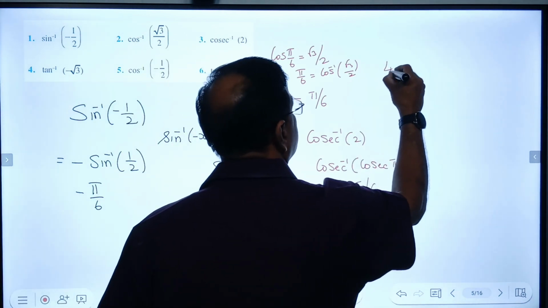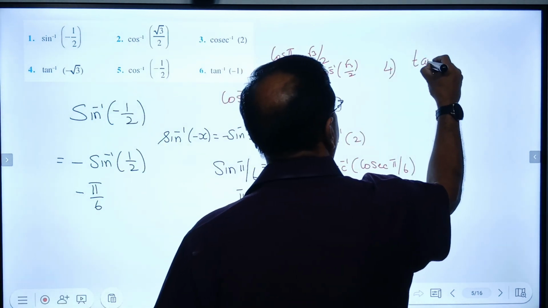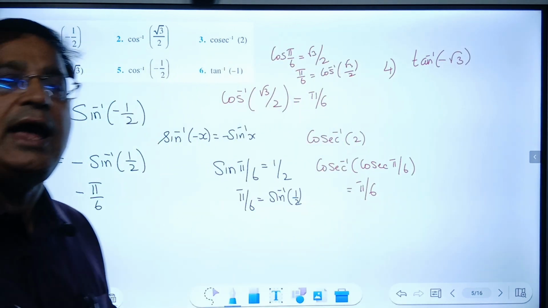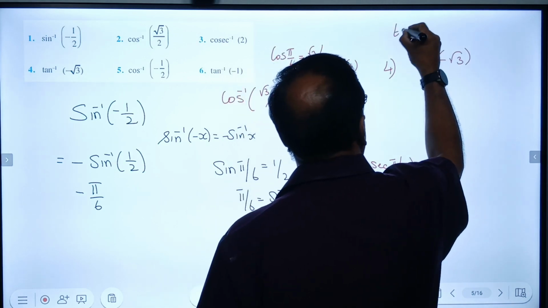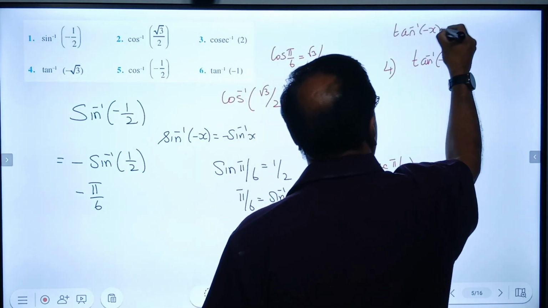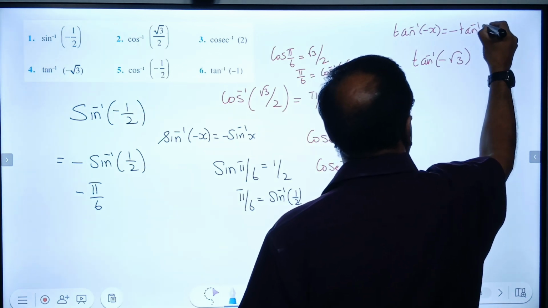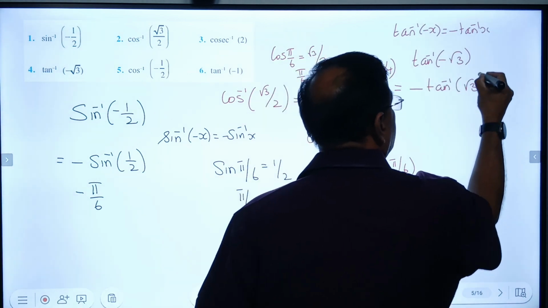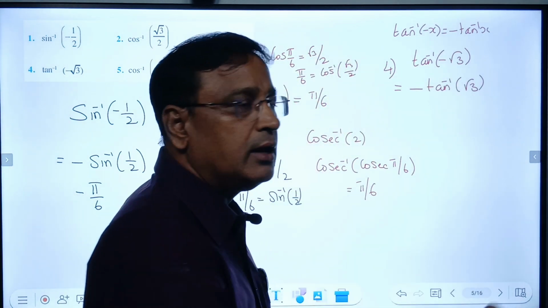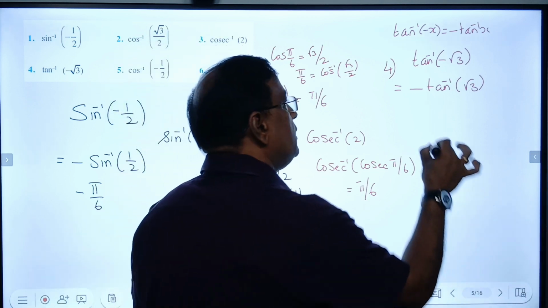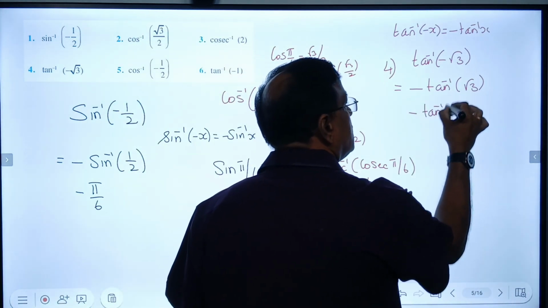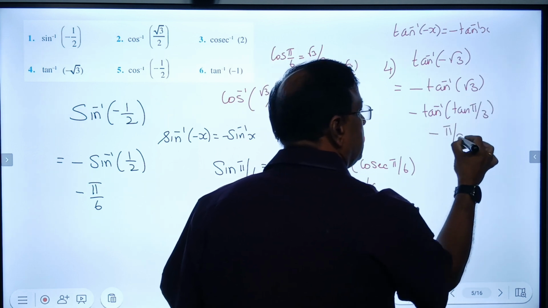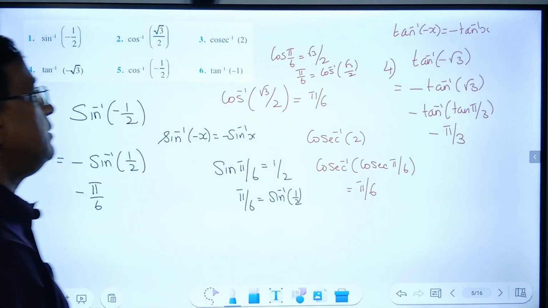Now the fourth question. What's the fourth question? Tan inverse of minus root 3. You know, tan inverse of minus x. What is the formula for tan inverse of minus x? It is minus tan inverse of x. So if I apply it here, it will be minus tan inverse of root 3. Tan of what is root 3? Tan of pi by 3 is root 3. So this will be tan inverse of tan pi by 3. And what is tan inverse of tan pi by 3? It is pi by 3. So the answer is minus pi by 3.